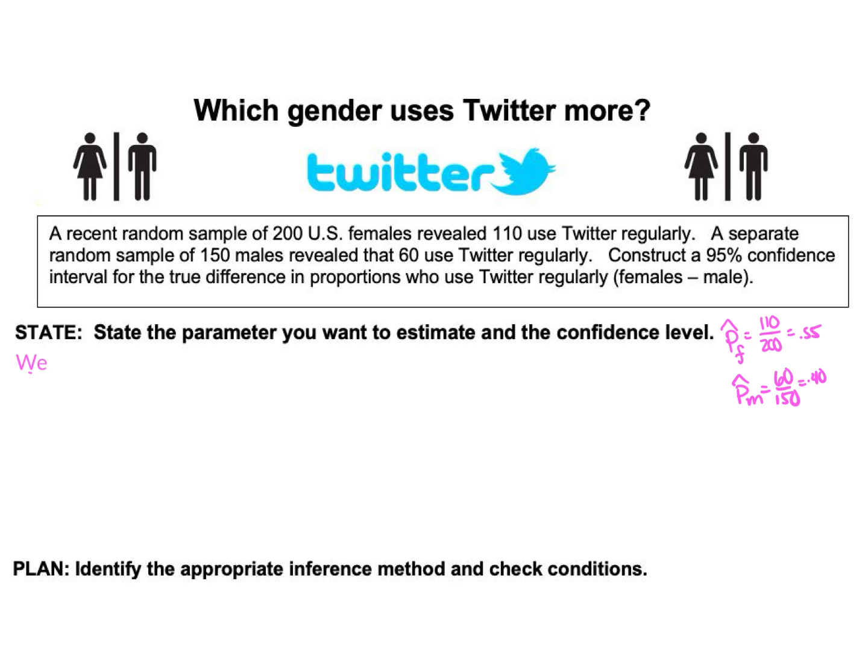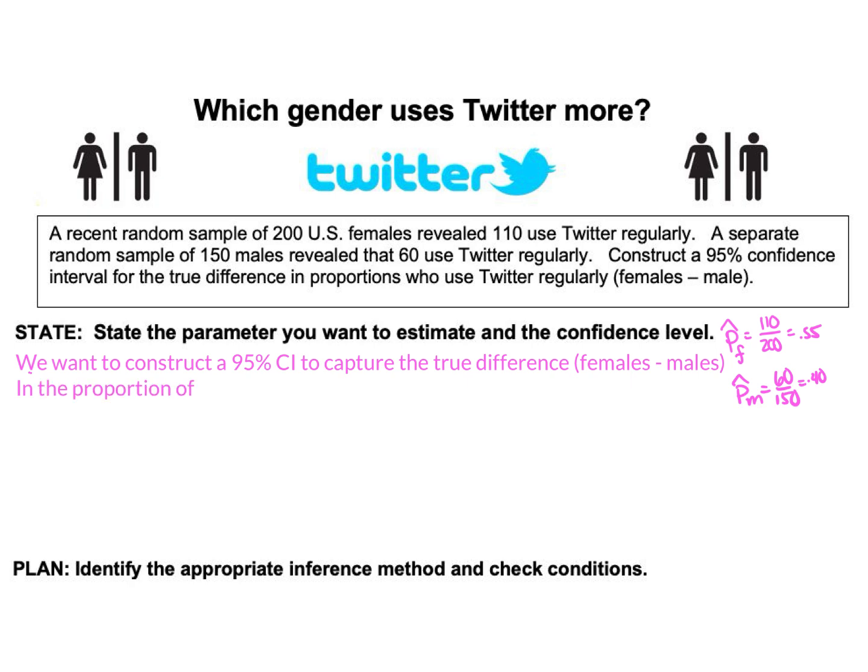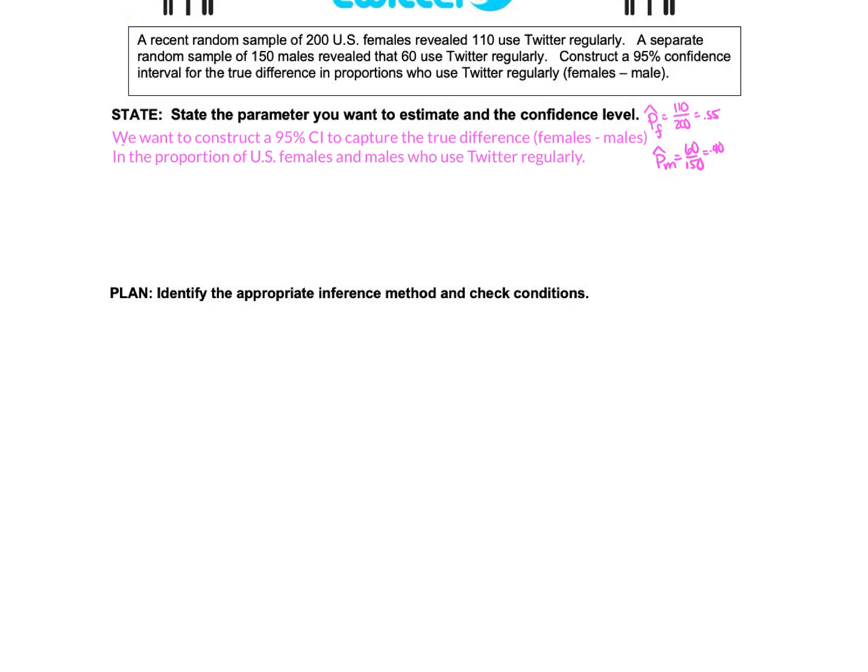So we begin our state, plan, do, conclude model the same way we have before. We want to construct a 95% confidence interval to capture the true difference, and then I put the direction, in the proportion of US females and males who use Twitter regularly. Okay, so I clearly have my parameter stated. The plan requires the most amount of work. I start by stating my inference procedure. If conditions are met, we will construct a two-sample z interval for the proportion of females minus the proportion of males. Again, notice that's a parameter, right?